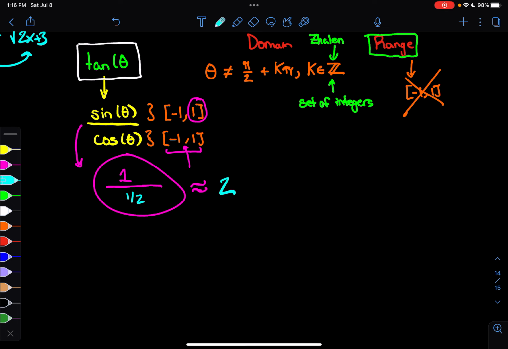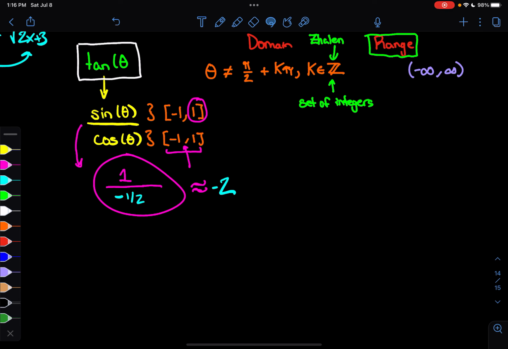1 divided by 1/2, right? Keep, change, flip. Dividing by a fraction is the same thing as multiplying by its reciprocal, would give us 2. And cosine can also be negative 1/2, and so I'd get negative 2. And so it's looking like, and it turns out, that the range of the tangent function, the possible outputs that we could get, is anything from negative infinity to positive infinity, courtesy of how sine and cosine operate.